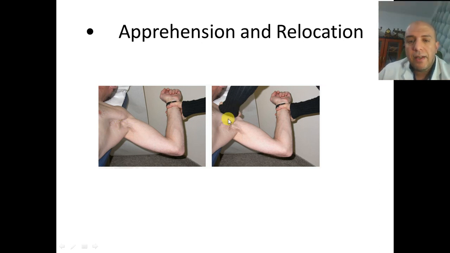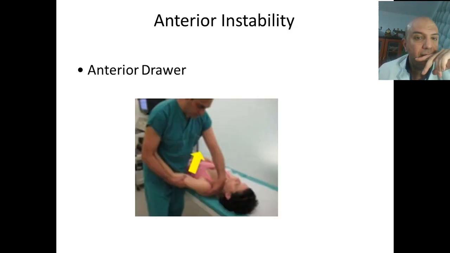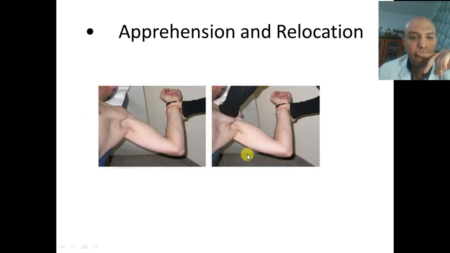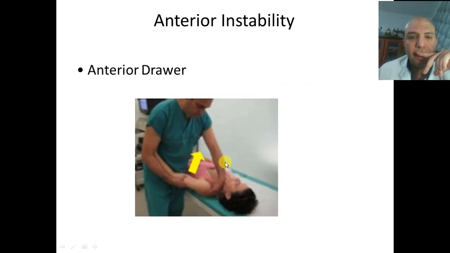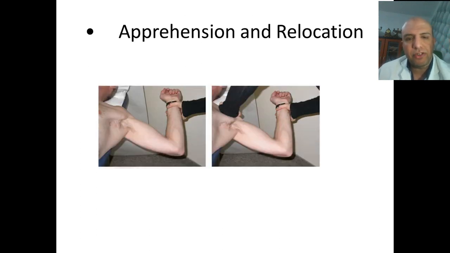So you put your hand on the other side to push the head. This is a relocation test. It's more sensitive than the anterior drawer. Anterior drawer, then apprehension test. Practically, I do the anterior drawer, and if I feel that everything is okay, I can go to the apprehension test. I didn't start with the apprehension relocation test.